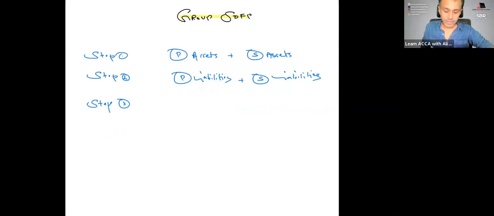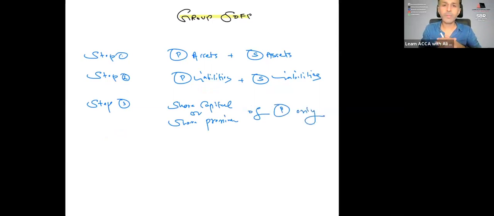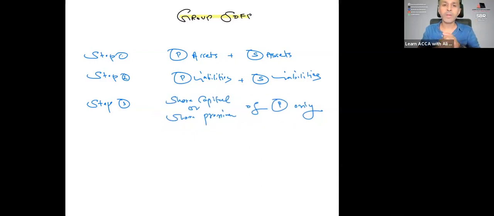Step 3. The share capital, or maybe the share premium, of the parent only. On the group financial statements, the capital and the premium of the parent will fit in only. A little comment: because we are preparing the financial statements of the group owners, who is the group owner? The parent. So the capital and the premium of the owner has to come in. You will not consolidate P plus S. It's just the capital and the premium of the parent that will fit in.